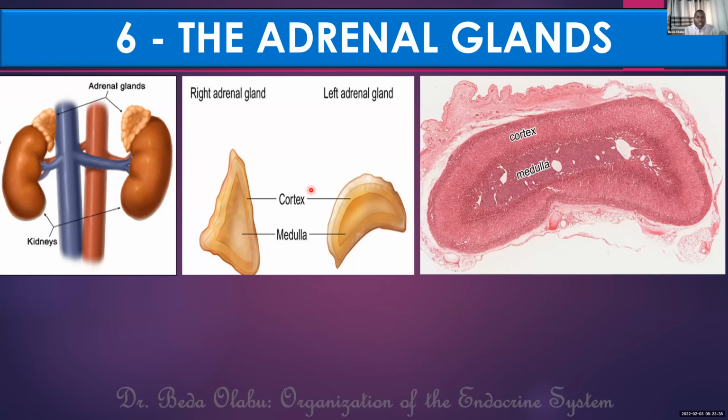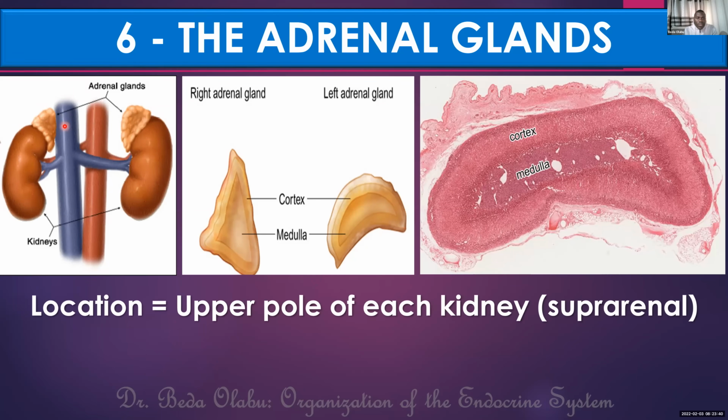In terms of location, the adrenal glands are located on the upper poles of each kidney. And it is for that reason that they can also be called suprarenal gland. So supra means above, suprarenal means above the kidney. Adrenal means adjacent to the kidney. So yes, they are both adjacent to the kidney. And in particular, they're on top. And that's why we call them adrenal or suprarenal glands.